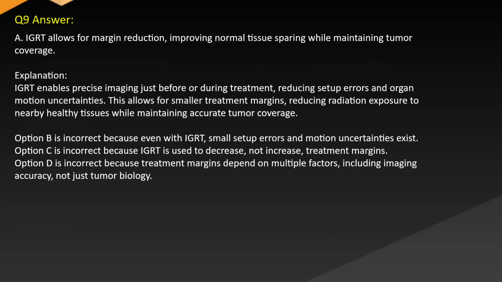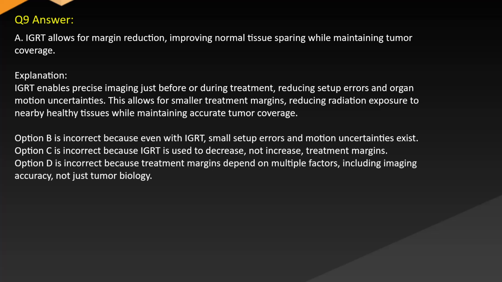Answer A. IGRT allows for margin reduction, improving normal tissue sparing while maintaining tumor coverage. Explanation. IGRT enables precise imaging just before or during treatment, reducing setup errors and organ motion uncertainties. This allows for smaller treatment margins, reducing radiation exposure to nearby healthy tissues while maintaining accurate tumor coverage.